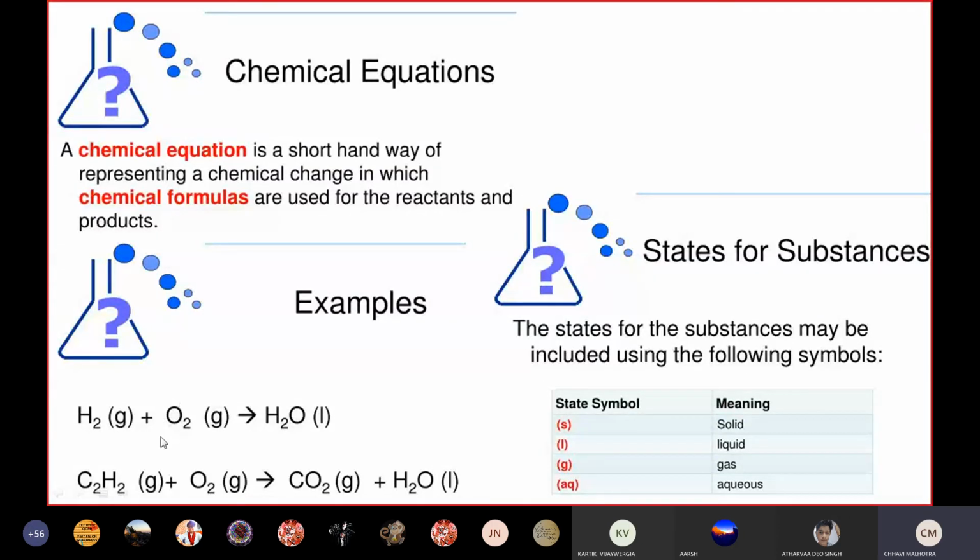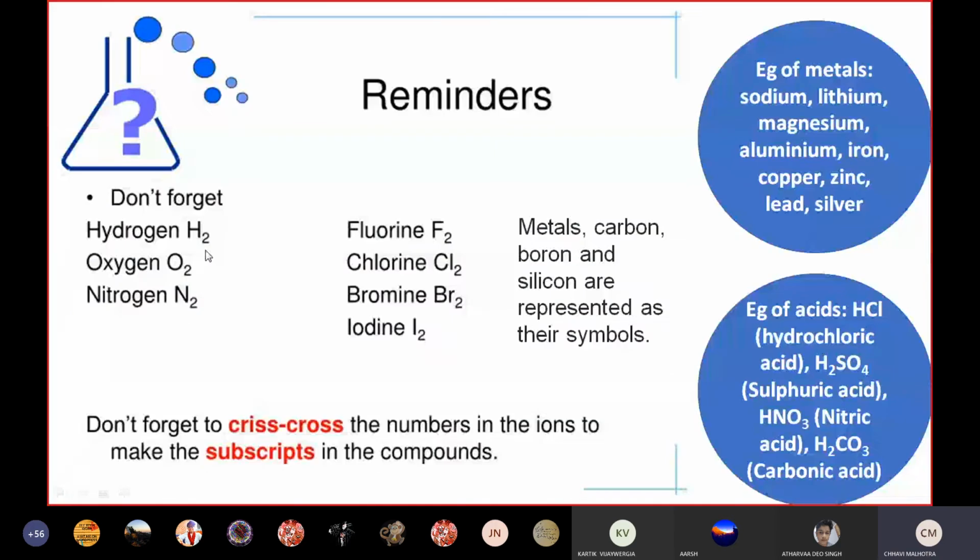Oxygen is always represented as O2. Everywhere you will see O2. You will not see a single O atom. Similarly, nitrogen is always N2, fluorine is always F2, chlorine is always Cl2, bromine is always Br2, iodine is always I2. So whenever you come across these names in your word equation, when you are writing the chemical equation, please use these formulas for these molecules. If you write single H, it will be wrong. It has to be H2.